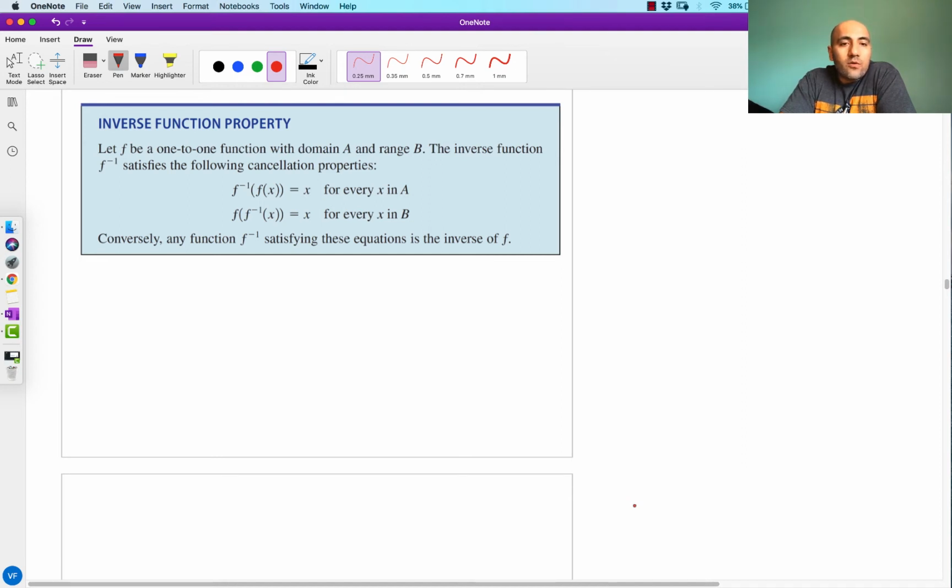Let f be a one-to-one function with domain A and range B. The inverse function, f inverse, satisfies the following conditions: f inverse of f of x equals x for every x value in A, and f of f inverse of x equals x for every value in B. Conversely, any function f inverse satisfying the same equations is the inverse of f. So if we can show that this is true, this is how we can show that f and f inverse, these two functions, are in fact inverses of each other.